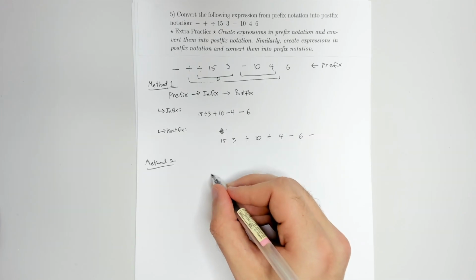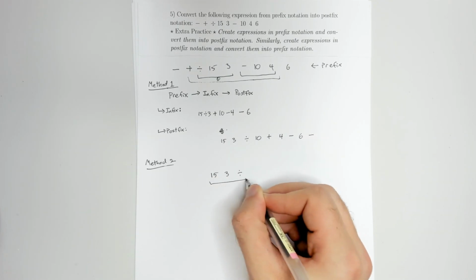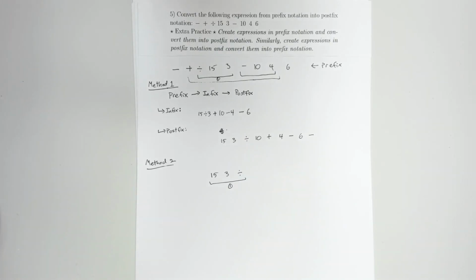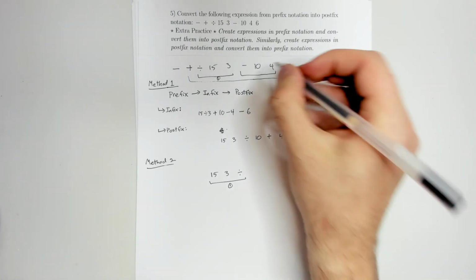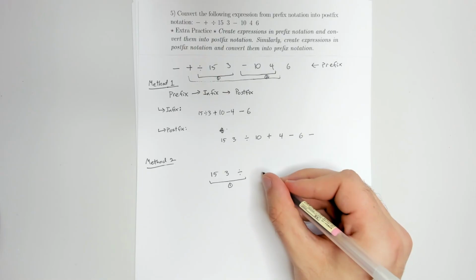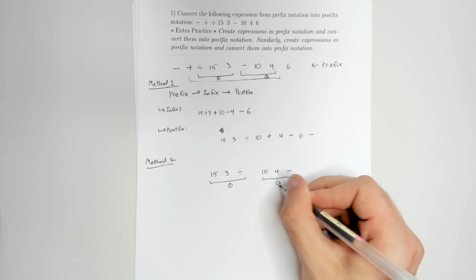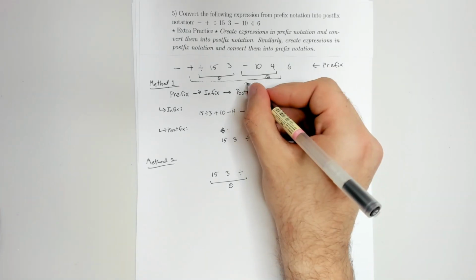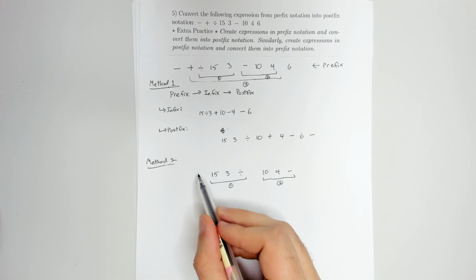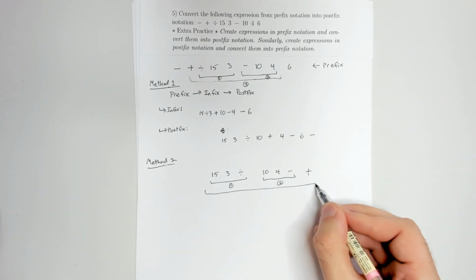So in postfix, that is 15, 3, and then division. That is the first piece right there. The next piece was doing the 10 minus 4. In postfix, that is written as 10, 4, and then the subtraction operation. The third piece was adding these two. So instead of putting the addition in front, we're just going to put the addition afterwards. This gives us our third piece.